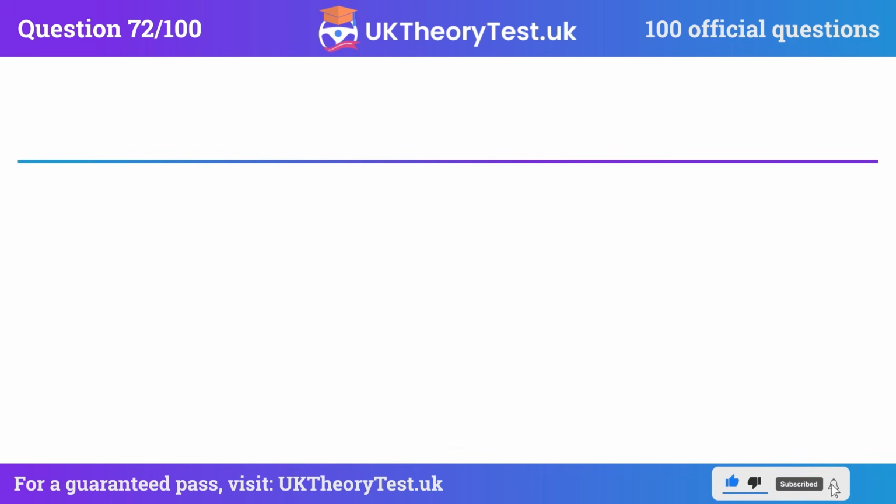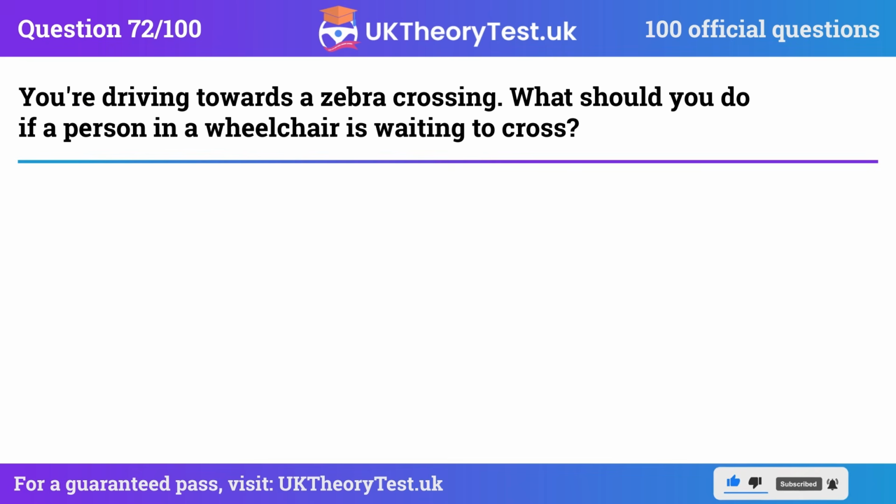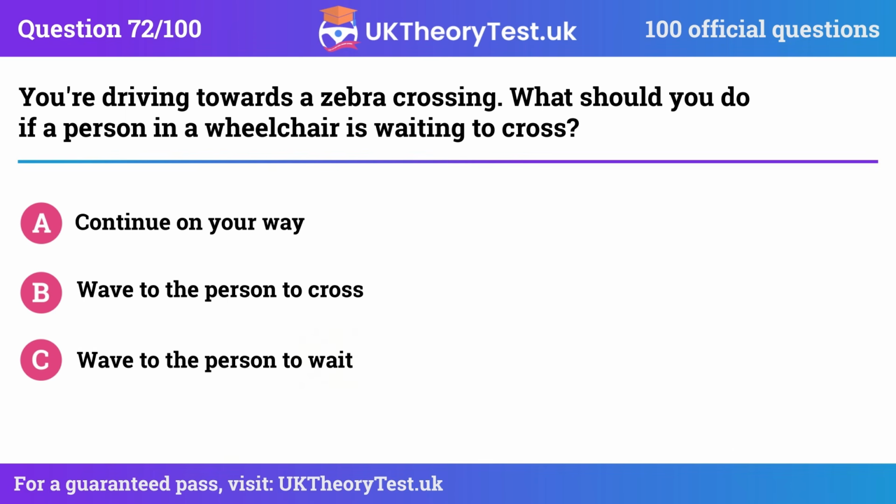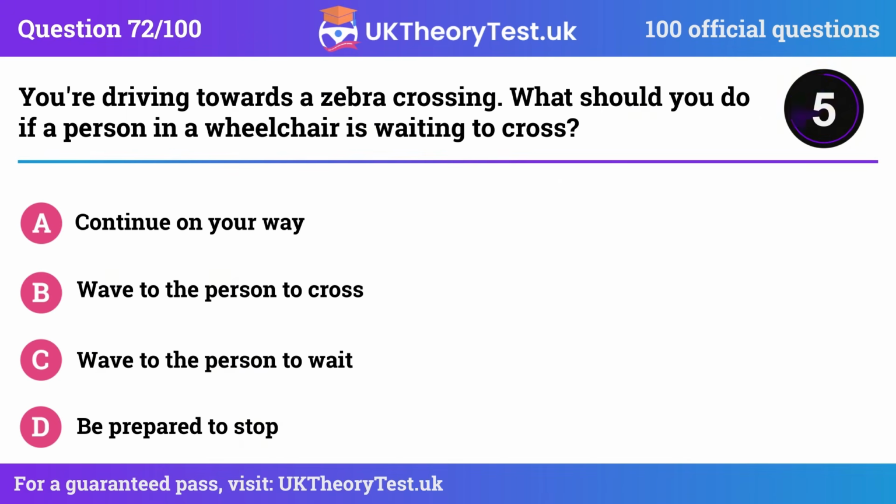Question 72. You're driving towards a zebra crossing. What should you do if a person in a wheelchair is waiting to cross? A. Continue on your way. B. Wave to the person to cross. C. Wave to the person to wait. D. Be prepared to stop.